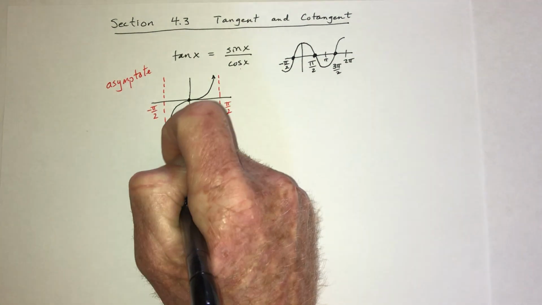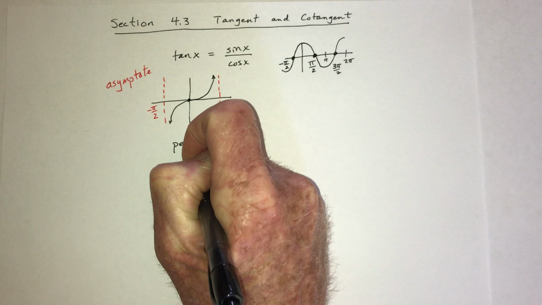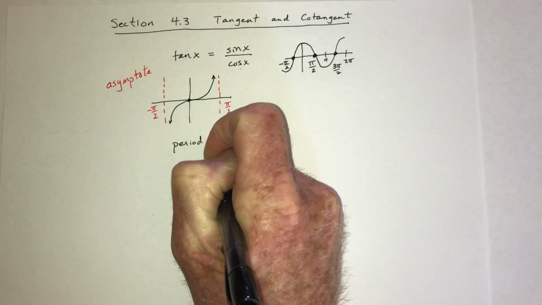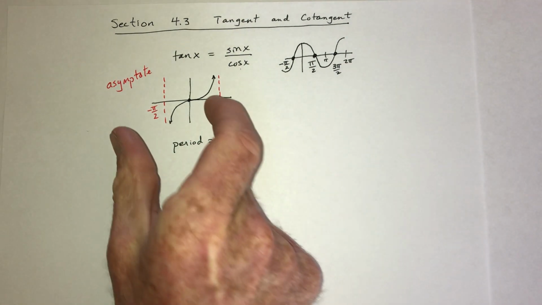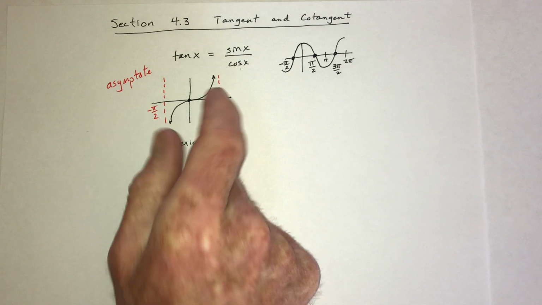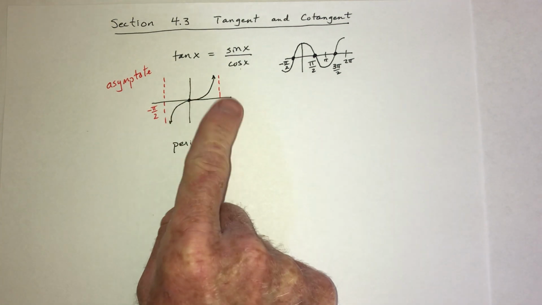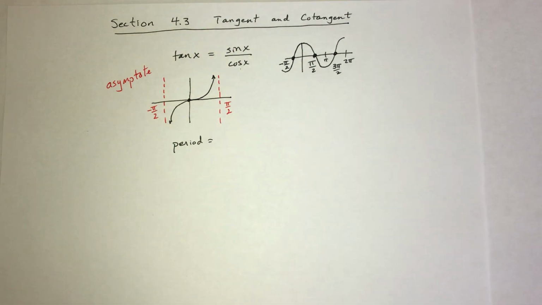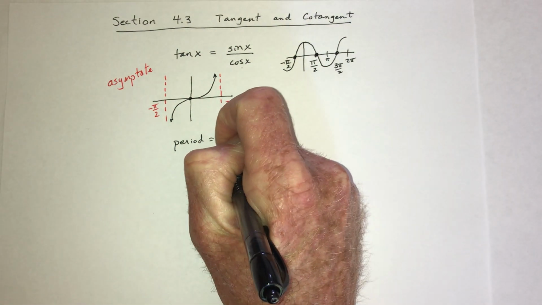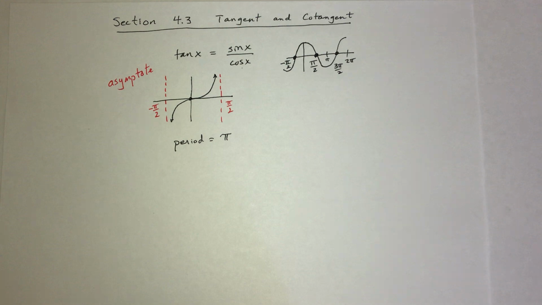So for one thing, the period is the length on the x-axis that it takes to draw one cycle. And from half of a pi negative to half of a pi positive, that's a whole pi. So the period is pi. For sine and cosine, it's 2 pi, but for tangent, it's pi.